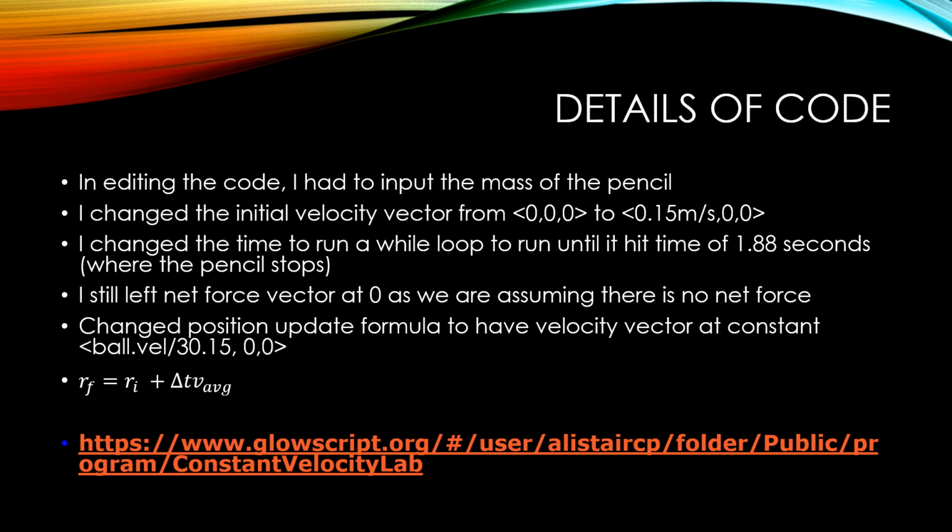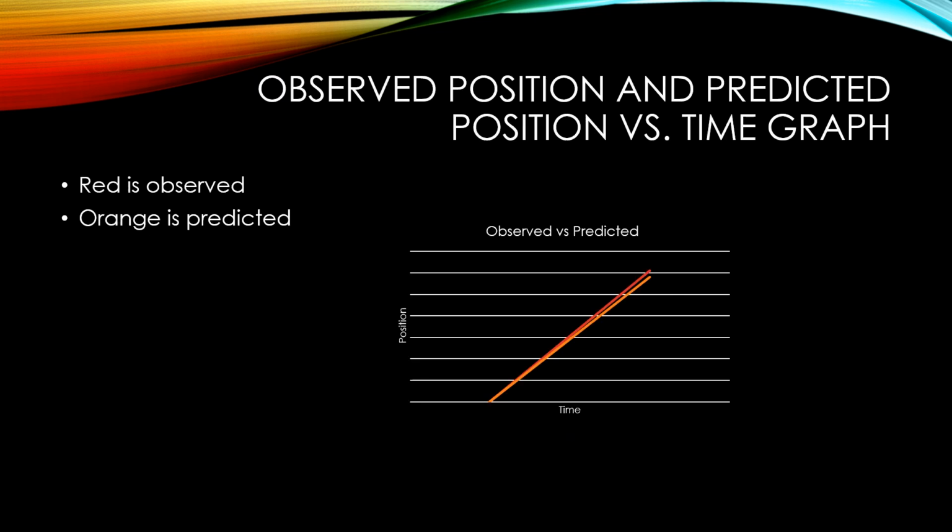I still left the net force vector at 0 as we are assuming there is no net force, and I changed the position update formula to the velocity vector, a constant ball.vel, divided by 30.15, which was the frame rate, 0, 0. Below is the position update formula, and below that is the code, which will also be in the description. Here is the observed position and predicted position versus time graph. Red is the observed and orange is the predicted.